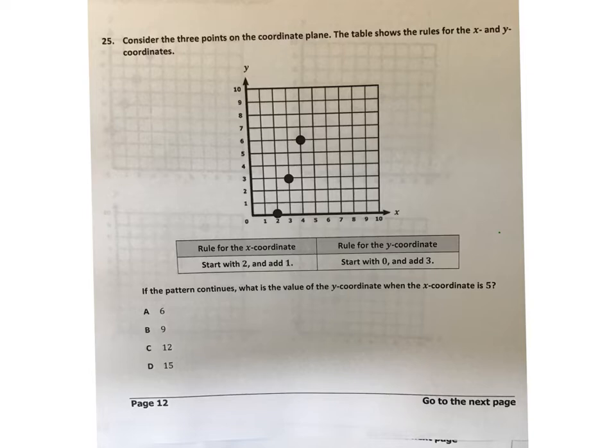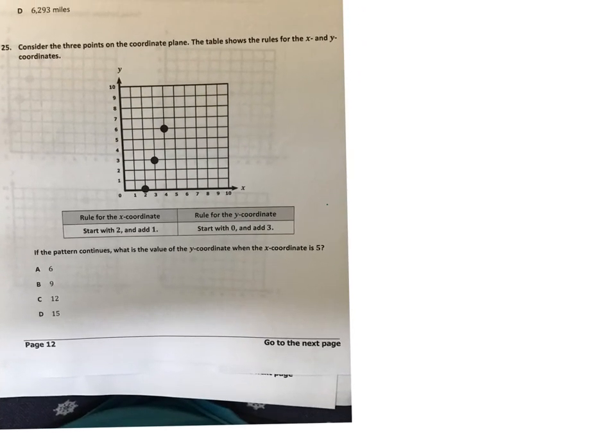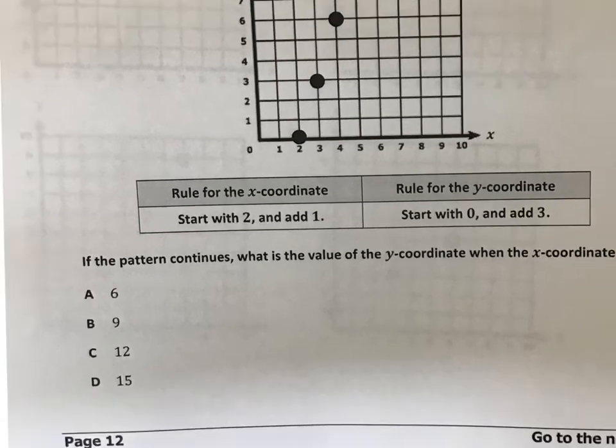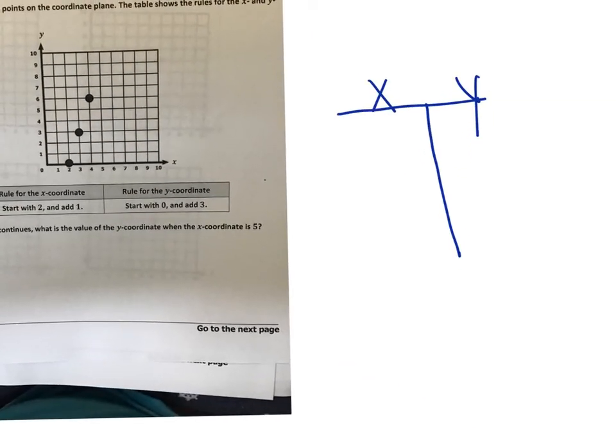First thing I told you a few seconds ago, go ahead and draw your little T-chart. Do X and Y. All right, so it tells me, if I look right here, it tells me start with 2 and add 1. So I'm going to start with 2. I'm going to say 2, and then I'm going to add 1. This one's easy. 2 plus 1 is 3.